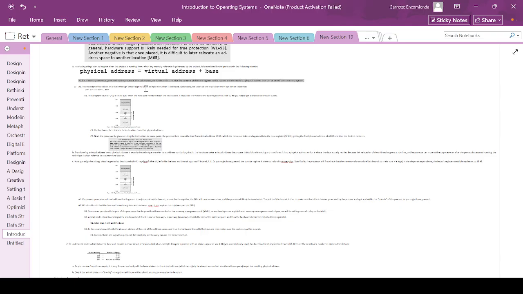The hardware in turn adds the contents of the base register to this address, and the result is a physical address that can be issued to the memory system. That physical address is then used to return the data to the process to be consumed by the process. So that came from a memory reference.